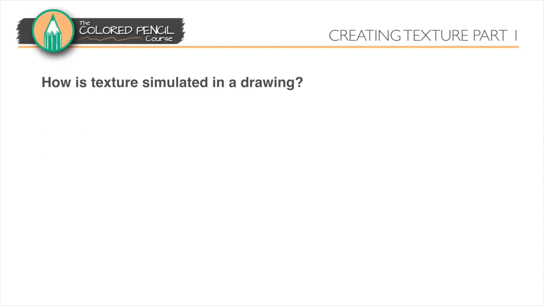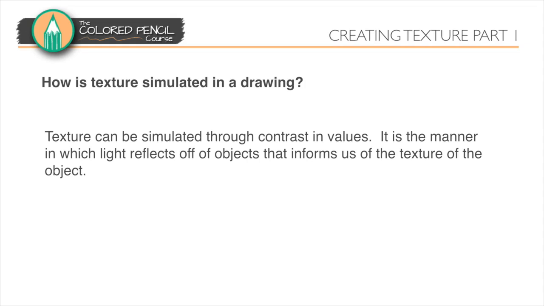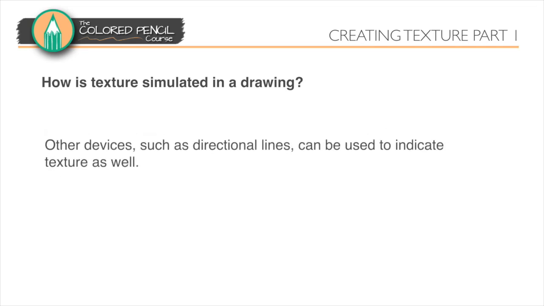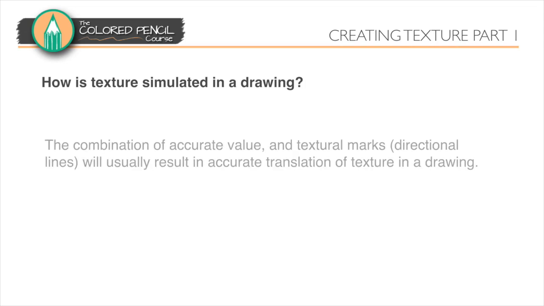How is texture simulated in a drawing? Texture can be simulated through contrast and values. It is the manner in which light reflects off of objects that informs us of the texture of the object. Other devices, such as directional lines, can be used to indicate texture as well. The combination of accurate value and textural marks, directional lines, will usually result in accurate translation of texture in a drawing. Let's take a look at this in practice.